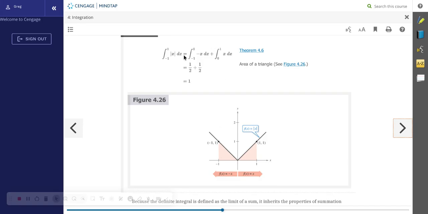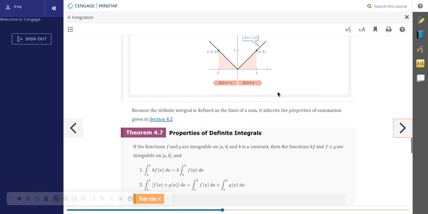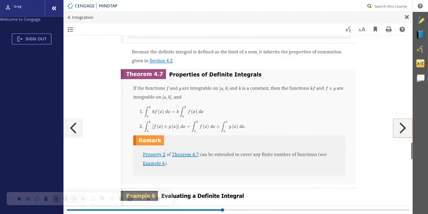So they're actually teaching you how to deal with the integration of absolute value functions. Just split them up into two linear functions and take the integral. And sure enough, the area under here is 1. Some other properties: if you have a constant times a function, you can factor that constant out. In fact, you should.